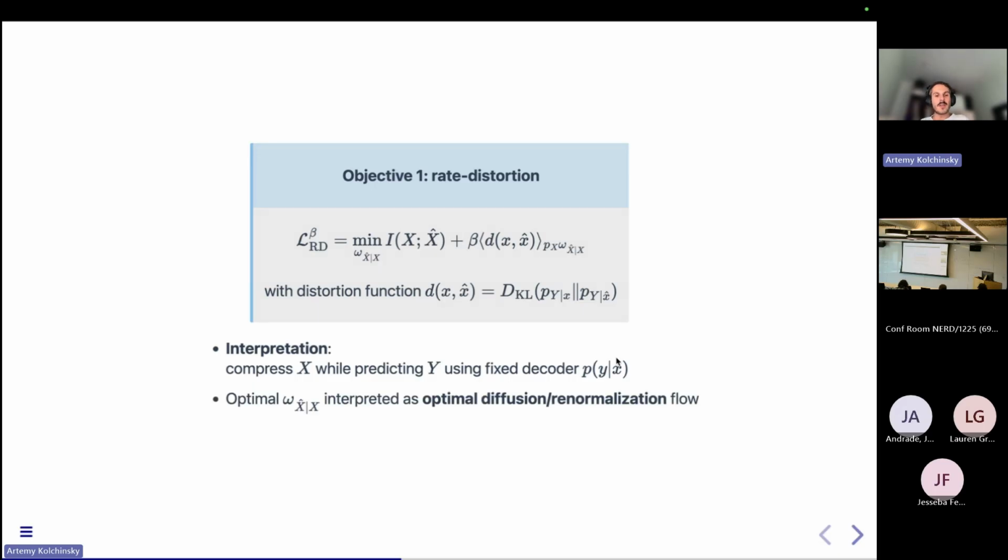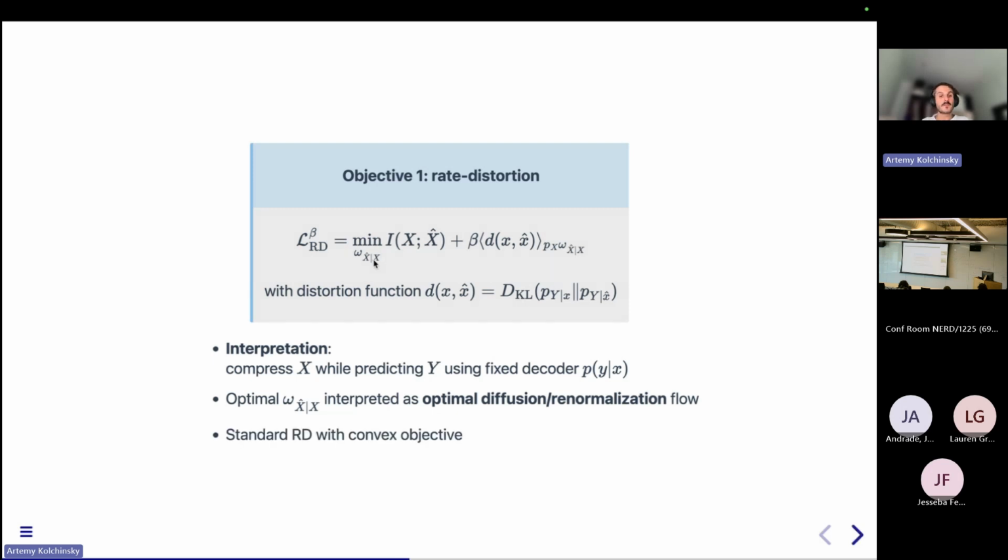I also want to point out that this optimal coarse graining map, because it maps from one space to the same space, can be interpreted as a kind of optimal diffusion or maybe some kind of optimal renormalization, right? Because it's mapping to the same space, and as we'll see, it also preserves the meaning of that space. So the coarse grainings are going to be interpretable in the same sense that the original inputs are interpretable.